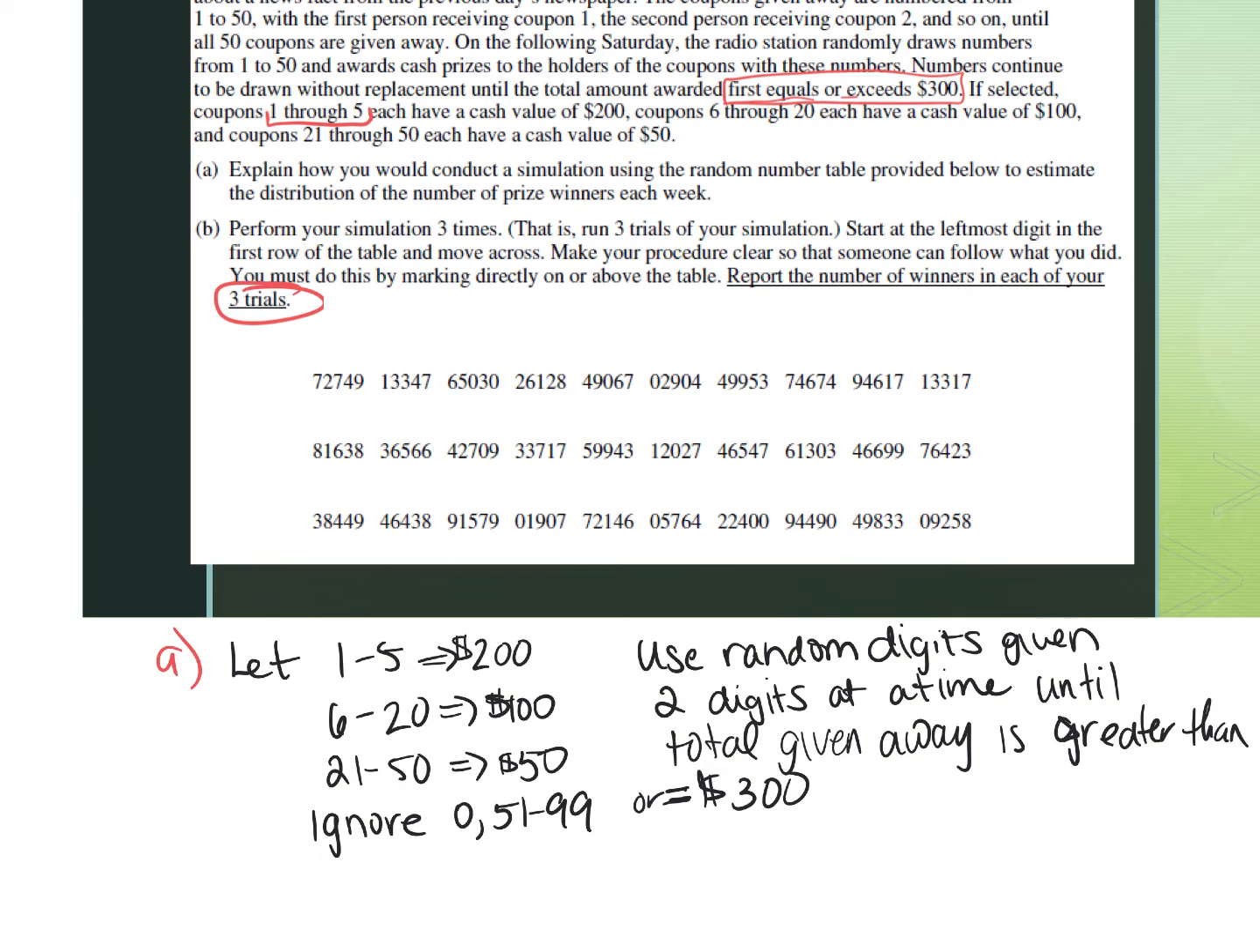How would you conduct a simulation to estimate the number of prize winners each week? So what are we going to record? Prize winners. How many people won, right? So we're going to record how many people won each week. Each trial represents a new week, right?